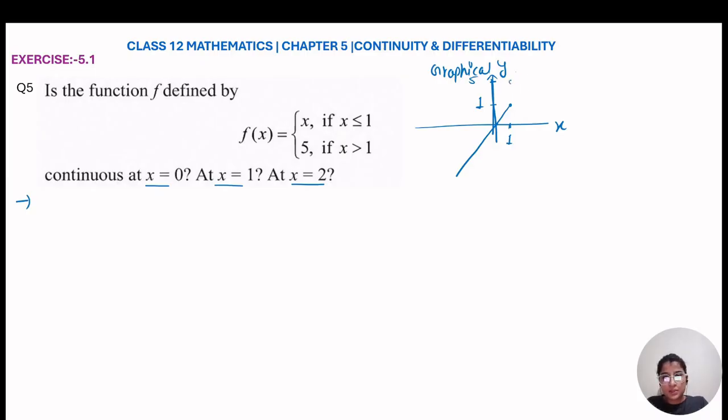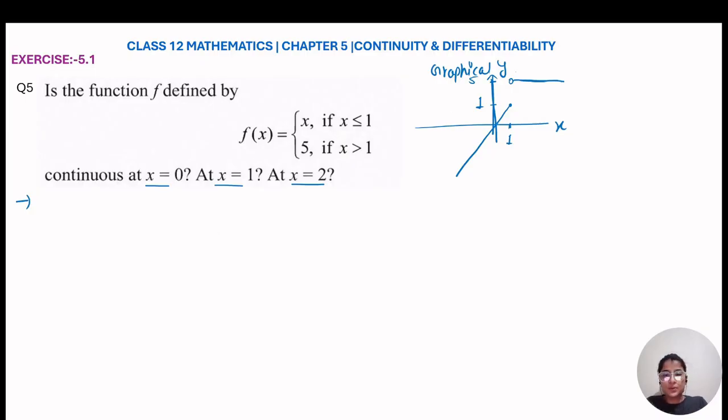Here it is an open circle. Then the graph is like this. As you can see, the function is defined till x = 1. That means whenever x is less than or equal to 1, the function takes the value x, and for x greater than 1, it takes the value 5. As you can see, we can easily check the continuity.